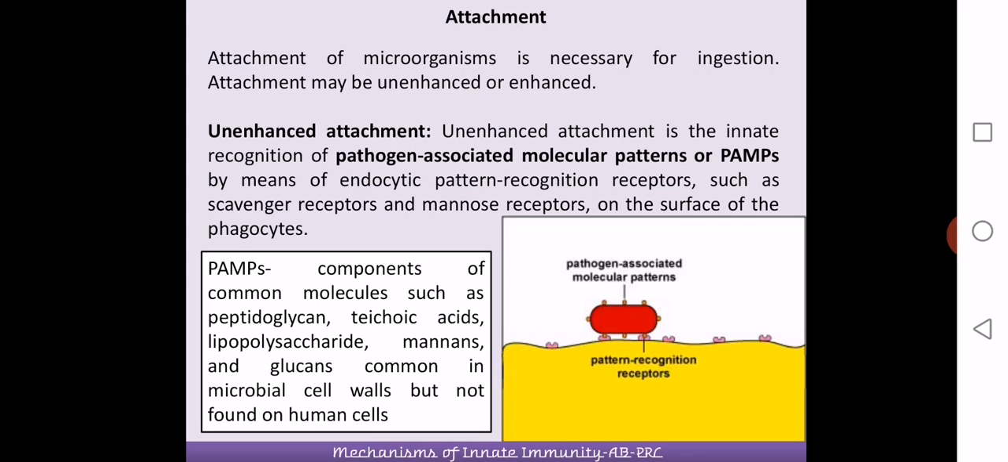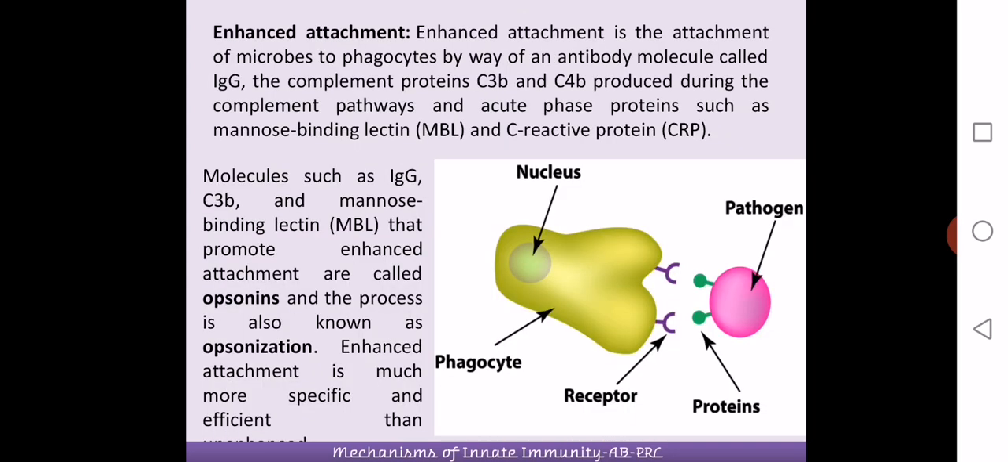Right. So this is about unenhanced attachment. The second type of attachment is enhanced attachment. Here the microorganism is attached to the phagocytic cell, and there is an intermediary molecule which connects both the microorganism and the phagocytic cell. There is a connecting bridge or a connecting molecule between these two. And these molecules usually belong to either an antibody or a complement protein.